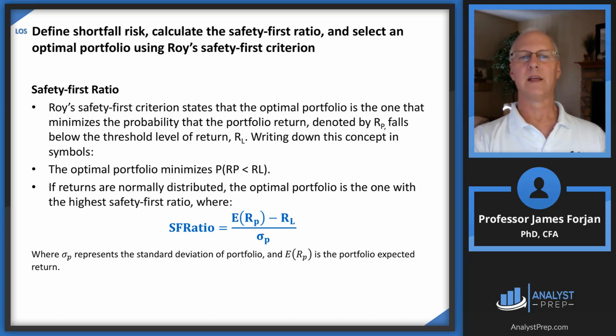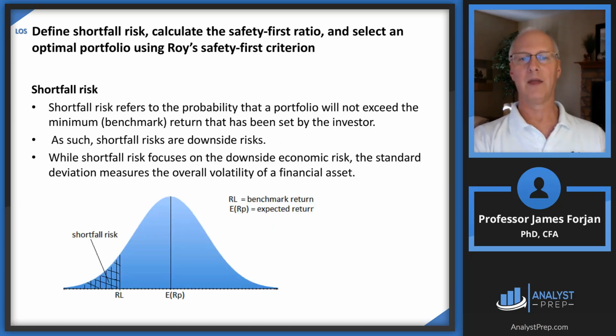Now, linking this directly to the safety first criterion, when you look at that formula in the middle of the page, your first thought should be of William Sharpe and the Sharpe ratio. And of course, this is related to William Sharpe. But unlike the Sharpe ratio, which subtracted the risk-free rate out of the numerator, we're going to subtract that threshold level.